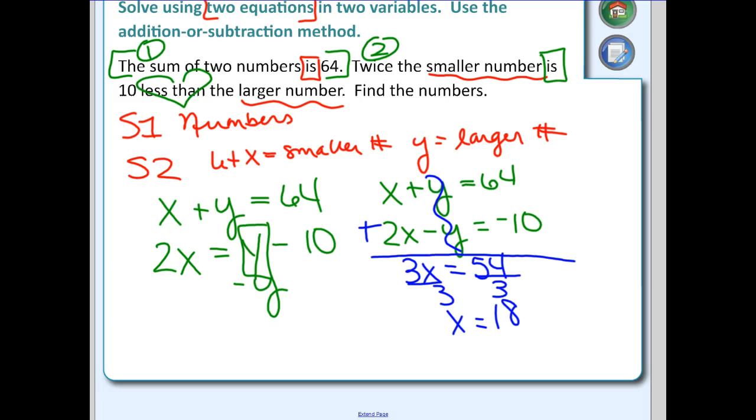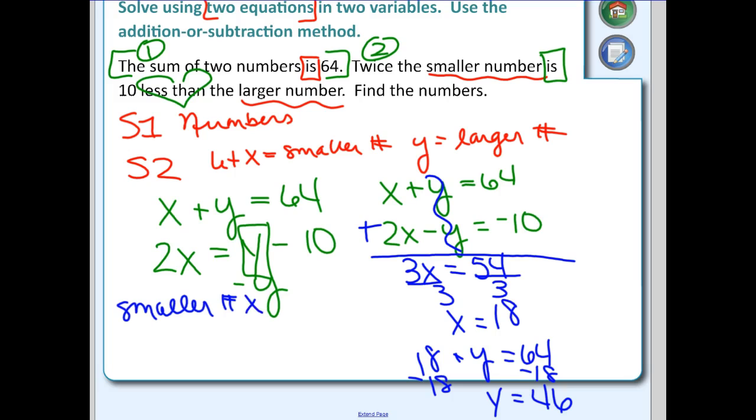Now, we've got to plug it in, one or the other. I'm going to probably go with the first one. We've got x, which is 18, plus y equals 64. And if I subtract 18 from both sides, what does y equal? y equals 46. So let's make sure we answer the question. The smaller number was x, and that was 18. The larger number, that was y, and it's 46.